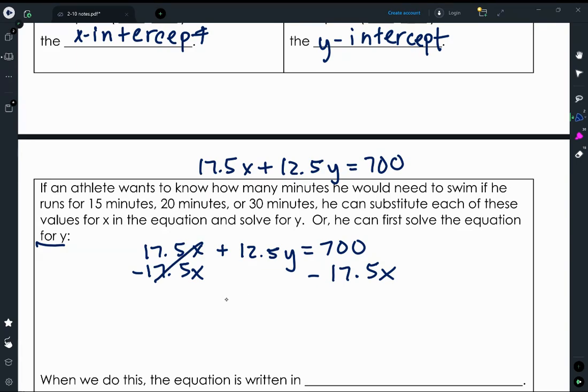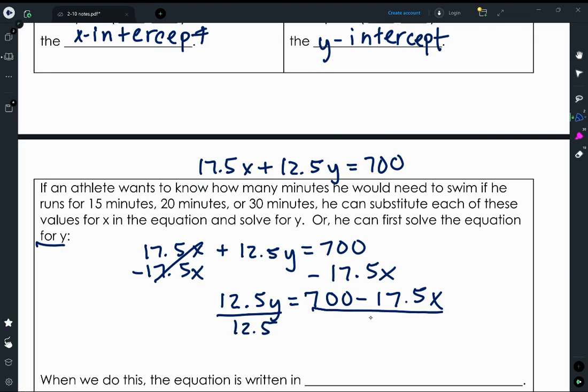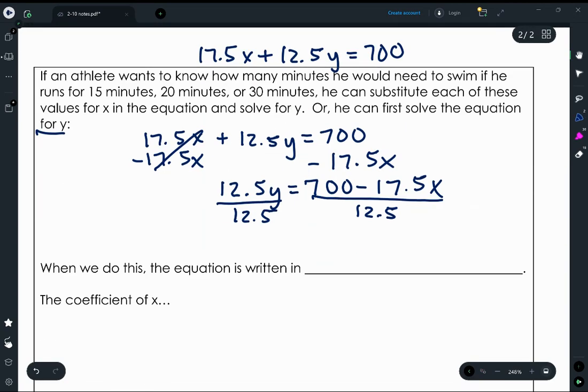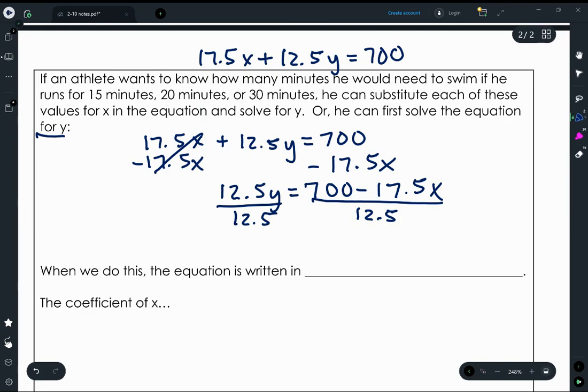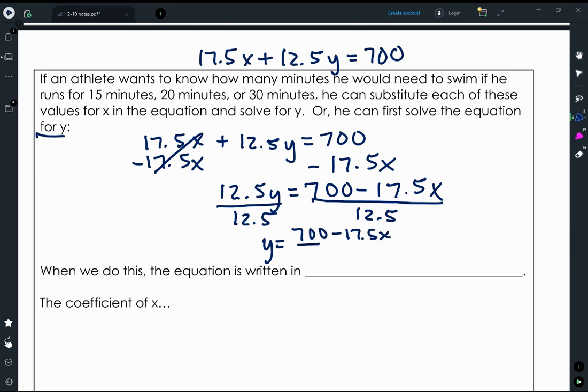So now I'm getting closer to having y by itself. Now I only have 12.5 times y equals all the stuff on the other side. Remember, it doesn't equal just a number. It equals the expression 700 minus 17.5x. And then our last step would be dividing both sides by 12.5. So let's go ahead and scroll up. So now we have y equals 700 minus 17.5x divided by 12.5.